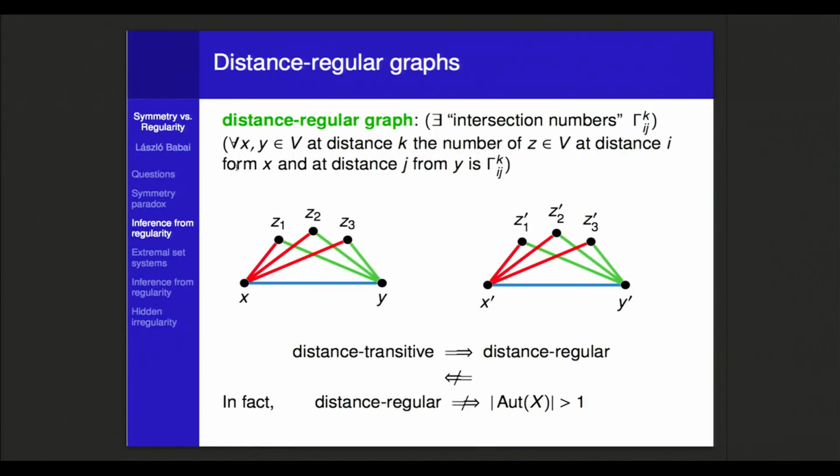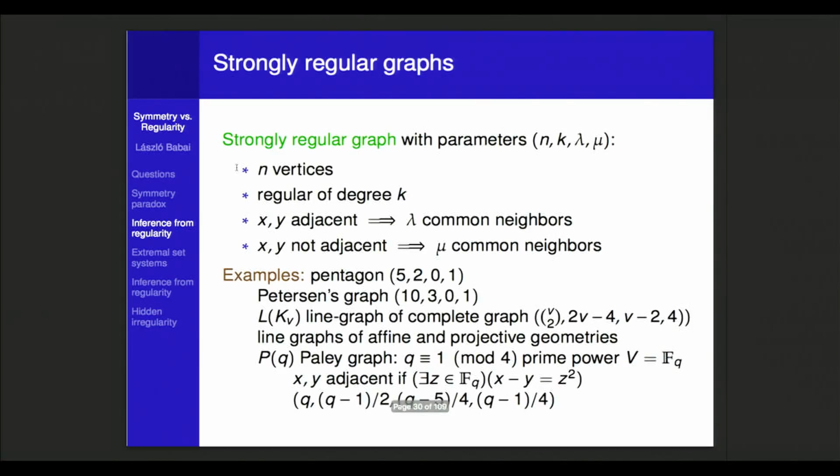So this is obviously a consequence of distance transitivity. However, the converse is not true. If I have a distance regular graph, so a graph that satisfies these regularity conditions, it may not even have a non-trivial automorphism at all. There are, in fact, large families of distance regular graphs that have trivial automorphism group. Okay, so let me talk a little more about strongly regular graphs.